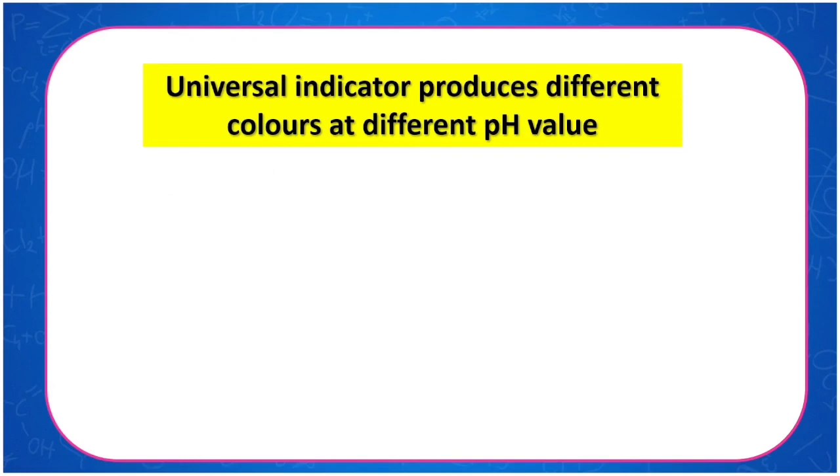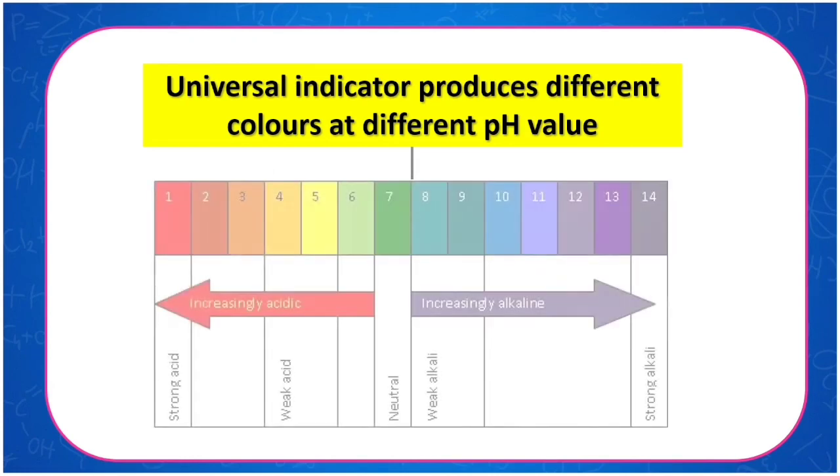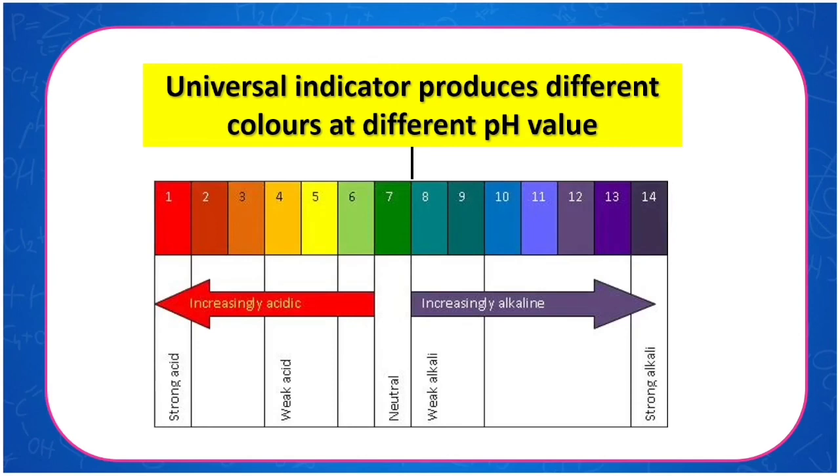Universal indicator produces different colors at different pH values. pH 1 to 6 is acidic, pH 8 to 14 is basic. Acidic character increases from pH 6 to pH 1, basic character increases from pH 8 to pH 14.